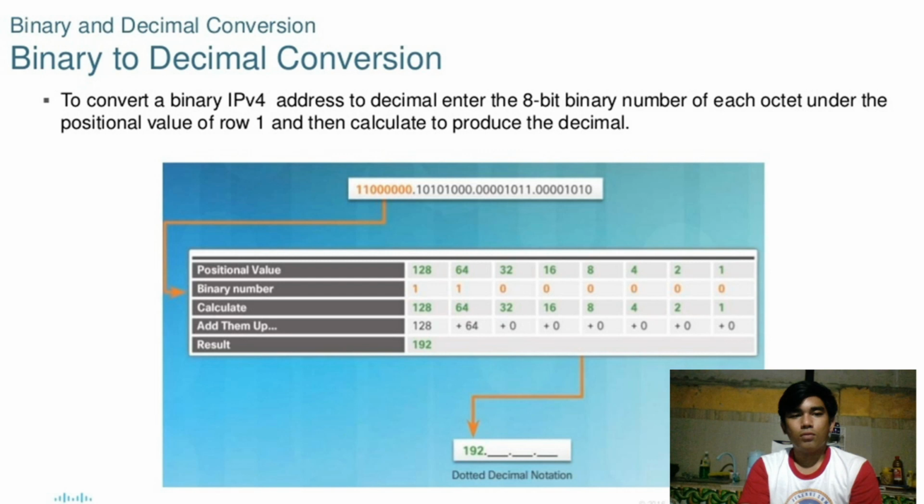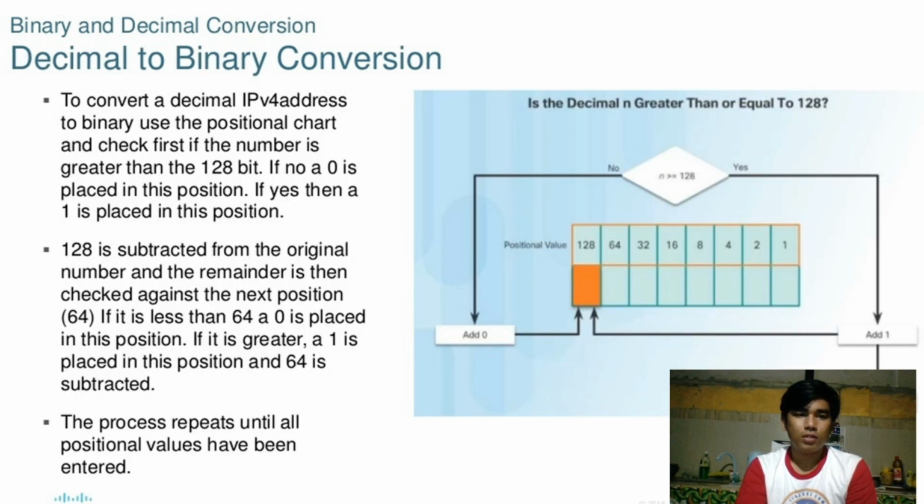So, binary to decimal conversion. To convert the binary IPv4 address to decimal, enter the 8-bit binary of each octet under the positional value row, and then calculate to produce the decimal. So there's a positional value, binary number, calculate, add them up, and the result. In the end, there's the dotted decimal notation.